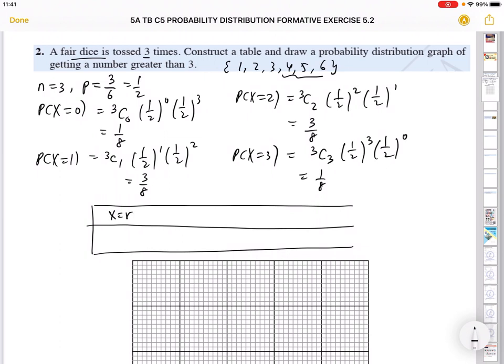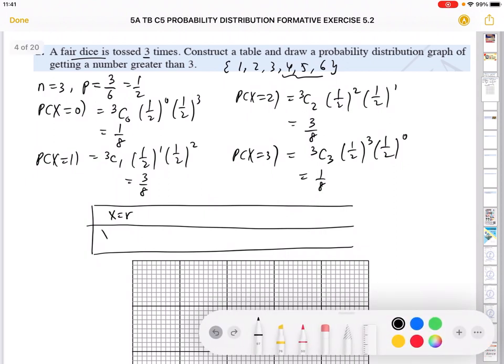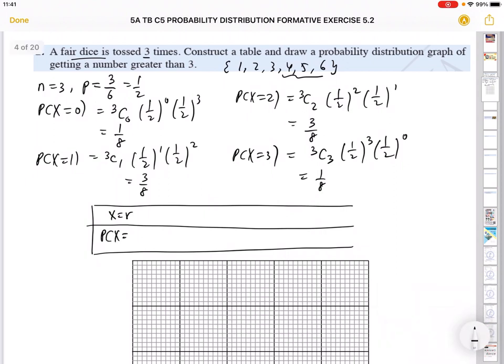This is x equals r. You can write x equals to x. Sometimes we use x, sometimes we use r. It doesn't really matter, right? X equals to r. This is 0, 1, 2, maximum is 3. My minimum is 1 over 8. This is 3 over 8, 3 over 8, 1 over 8.